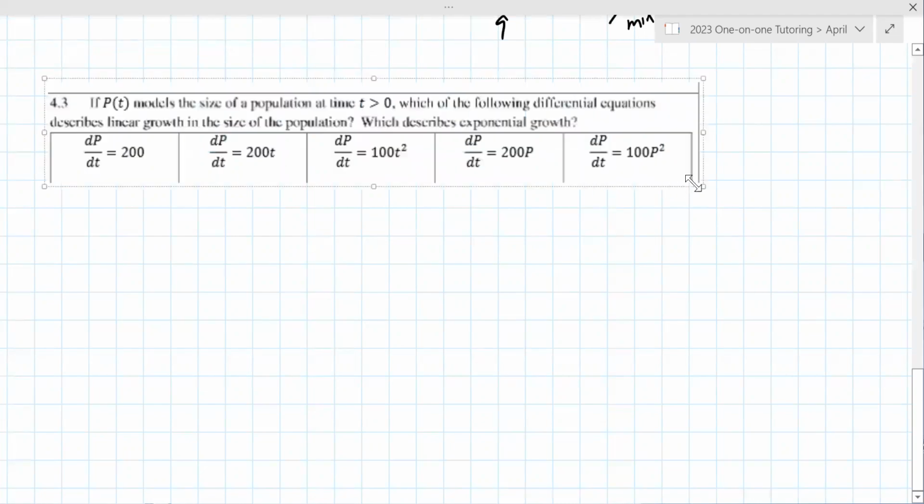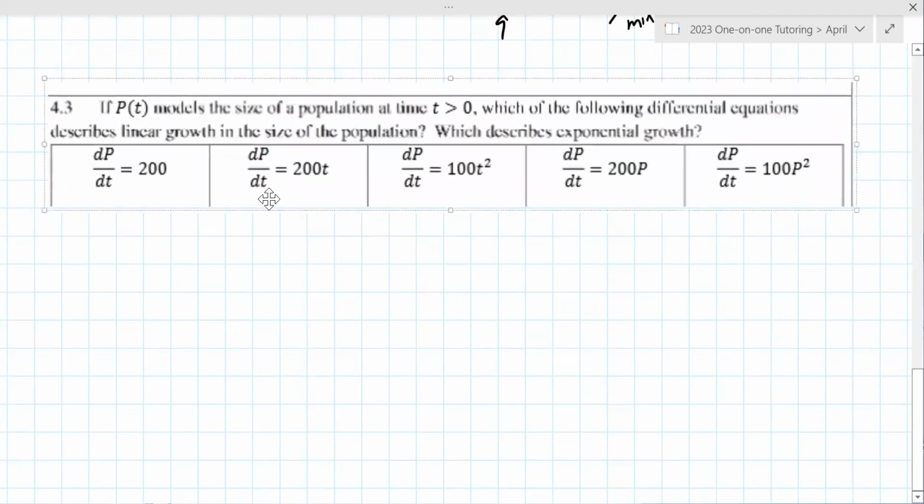All right. So to answer 4.3, if you don't know the answer by just looking at it, and I'm not sure that you would, you would have to find the antiderivative of each of these and decide which one is correct.